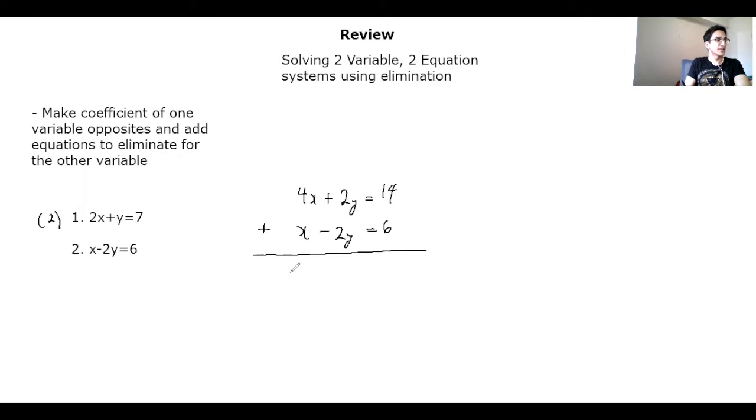So 4x plus x is 5x, plus 2y minus 2y cancel each other out, and then 14 plus 6 is 20. So then just divide both sides by 5, and we get x equals 4.